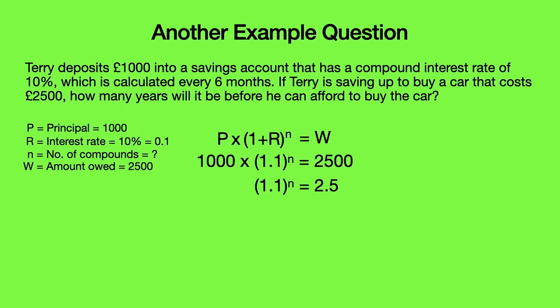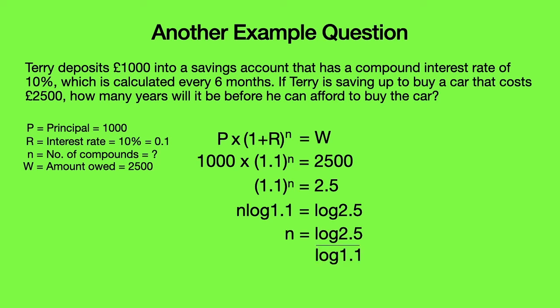It only comes into the maths syllabus at A level, but this is the logarithm function, and what that is used to do is to work out what you need to raise something to the power of in order to get a value. So in this case, what we have to raise 1.1 to the power of in order to get 2.5.